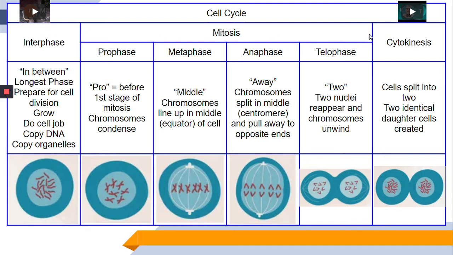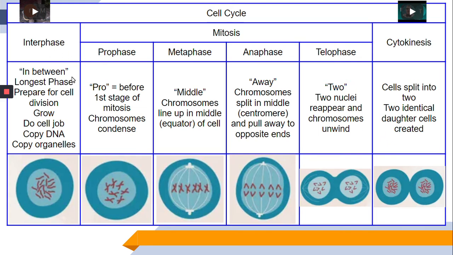Mitosis is just this section. So it would be prophase, metaphase, anaphase, telophase. Interphase happens before mitosis, but it is part of the cell cycle. Cytokinesis happens after mitosis, but it is still part of the cell cycle. So the cell cycle is interphase, mitosis, cytokinesis. Mitosis is prophase, metaphase, anaphase, telophase. So this is a lot to write down in your chart, in your notes. So we're going to talk for a little bit as you're writing it down.